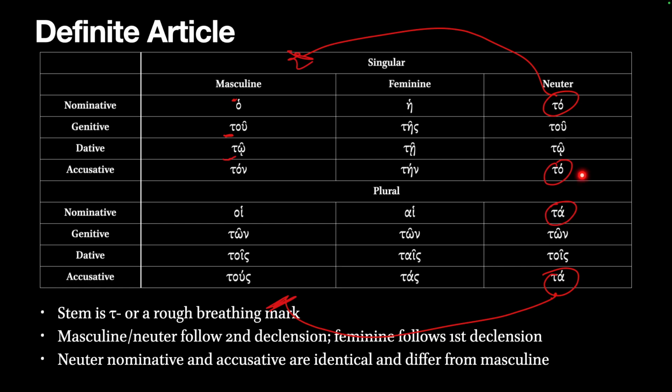And with respect to these ones that look exactly the same, the only way you're going to know whether it is nominative or accusative is by the context of the sentence. So the context of the sentence will usually make it clear whether the definite article is going with a noun that is the subject of the sentence in the case of the nominative, or the object of the sentence in the case of the accusative.